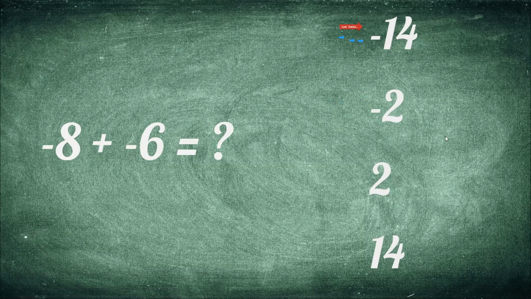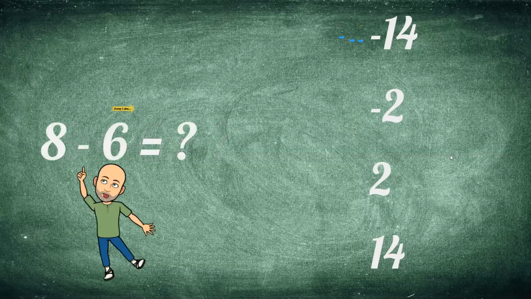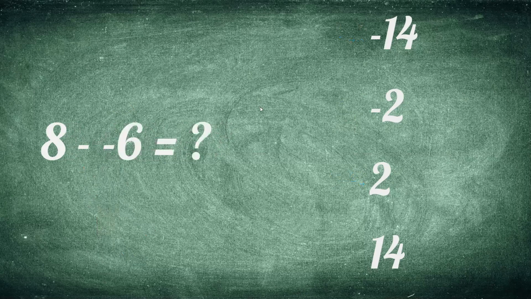All right, let's try one more here. What about 8 minus 6? Now that's one you guys have done in second grade, right? All right, good, 2, right, that's an easy one. 8 minus negative 6, what do you think that is? If 8 minus 6 is 2, what would 8 minus negative 6 be? All right, 14, great, great.